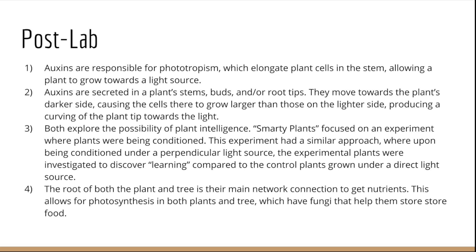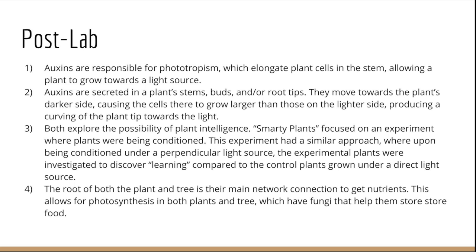This experiment also connects to the podcast Smarty Pants in that both explore the possibility of plant intelligence. Smarty Pants focused on an experiment where plants were being conditioned, suggesting that they could learn through being dropped multiple times and not opening up their leaves to protect themselves upon learning that there was no need to if they never got harmed. This experiment had a similar approach, where upon being conditioned under a perpendicular light source, the experimental plants were investigated to discover learning, compared to the control plants grown under a direct light source.